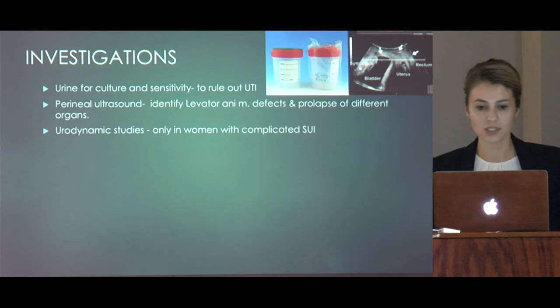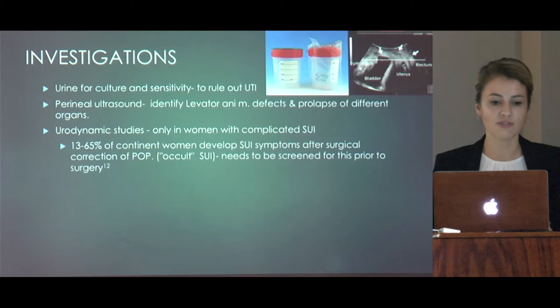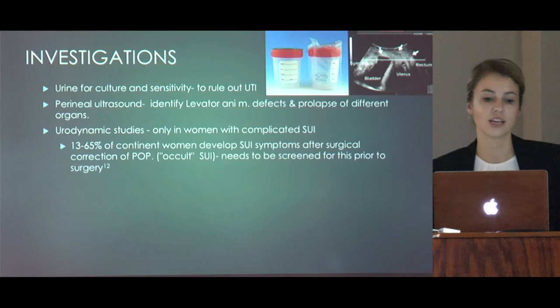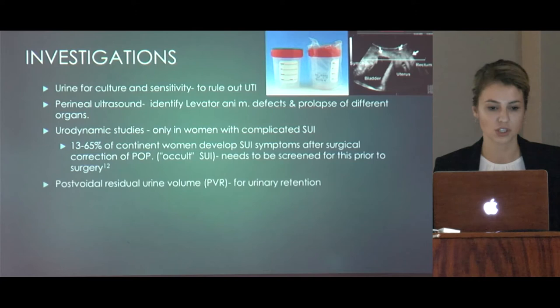And then interestingly, 13 to 65% of continent women develop stress urinary incontinence symptoms after surgical correction of prolapse. This is referred to as occult stress urinary incontinence, and this needs to be screened for prior to surgery if you are planning a one-step procedure. Then a post-void residual urine volume can be done if there's urinary retention.